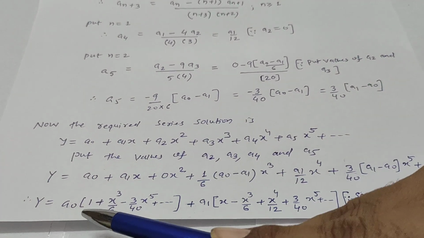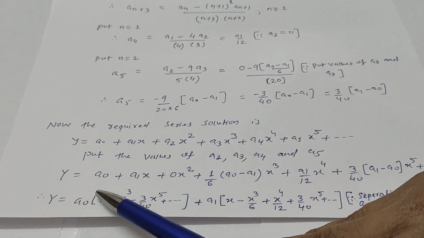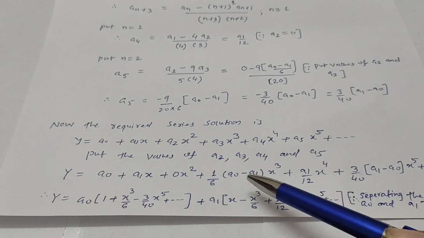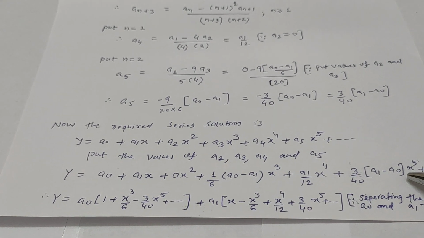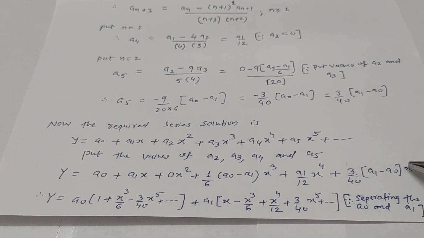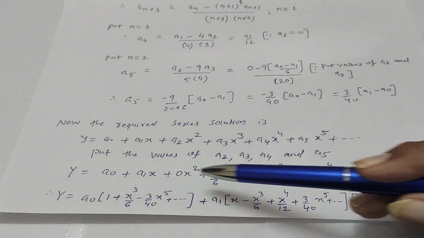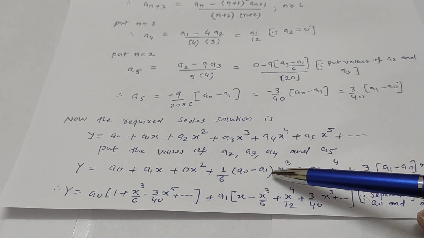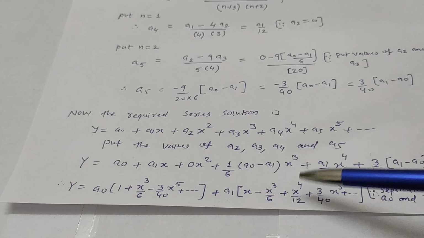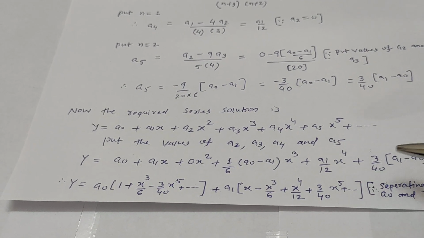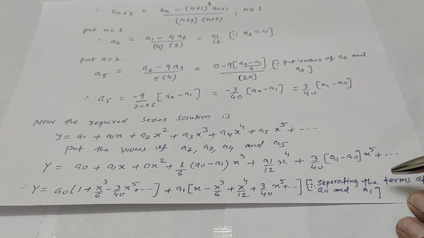Now we have to separate the terms of a0 and a1. Over here you can see this is the term of a0, so a0 common, into bracket we have 1, and this is the term of a0, so into bracket we have x cubed by 6, and again this is the term of a0, so into bracket we have minus 3 by 40 x raised to 5. Now this is the term of a1x, so by taking common a1, into bracket we have x, this is the term of a1, so by taking common a1, into bracket we have minus x cubed by 6, similarly this is x raised to 4 by 12, and finally this is 3 by 40 into x raised to 5. We have separated the terms of a0 and a1.